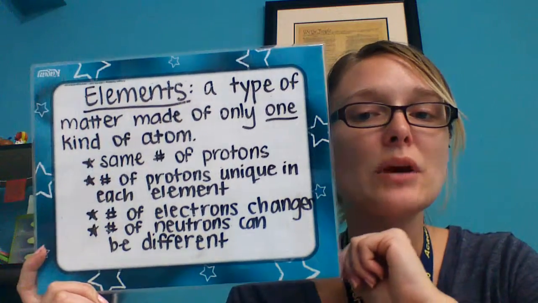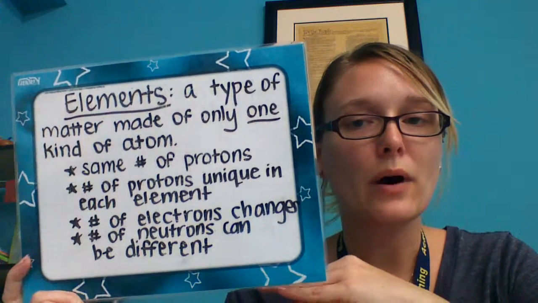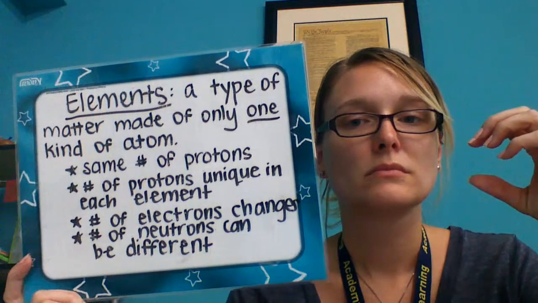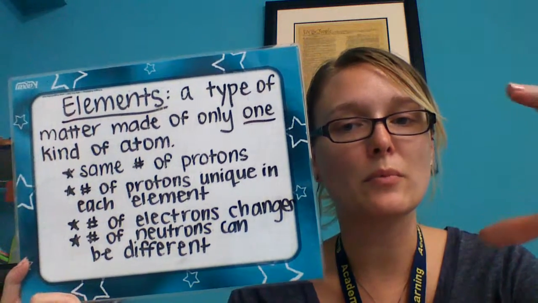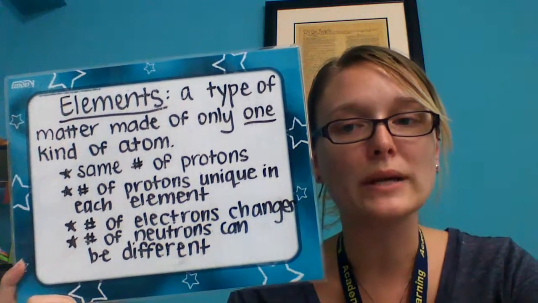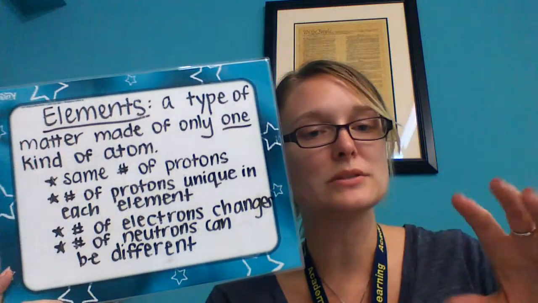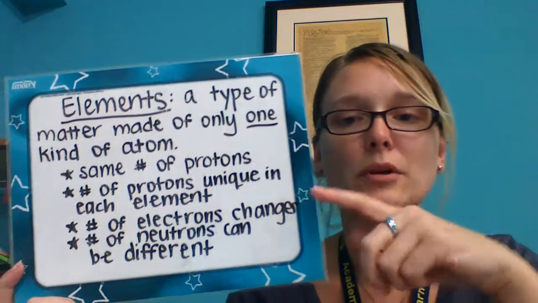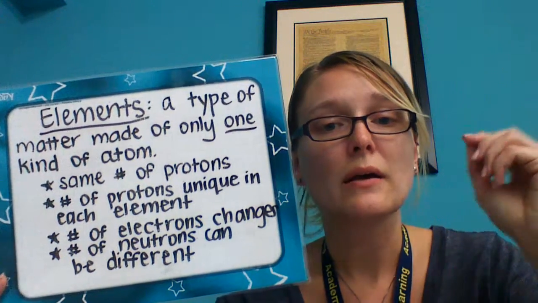It has the same number of protons no matter which atom we're looking at. It has the same number of protons in every single one of those atoms. The element is always the same number of protons. This piece of gold, that piece of gold, that piece of gold. Same number of protons. However, the electrons change.